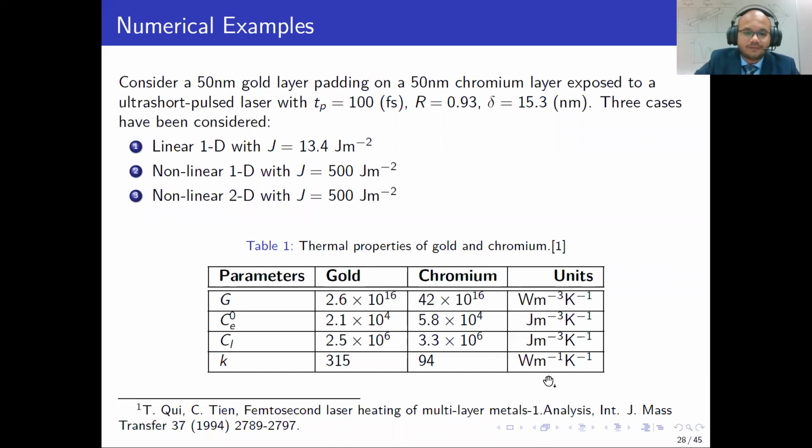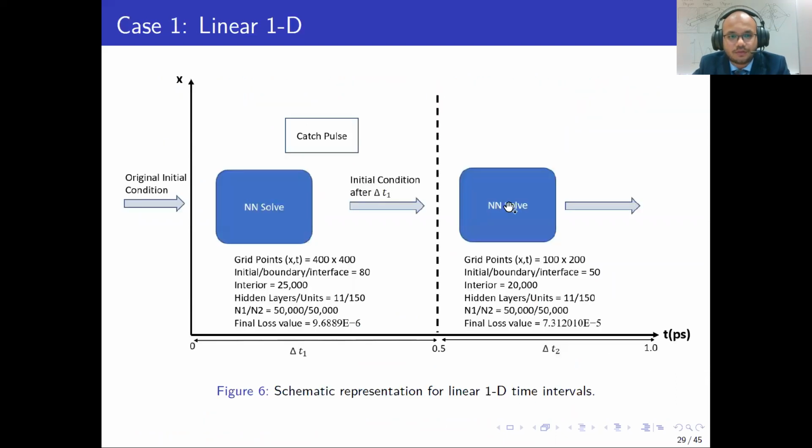Yeah, and we just selected these values because we were trying to compare our results with the ones they had. So for the linear one dimension case, we divided it into two intervals, from 0 to 0.5 picosecond and from 0.5 to 1 picosecond. We went up to 1 picosecond just to compare the results, because they had results till 1 picosecond.